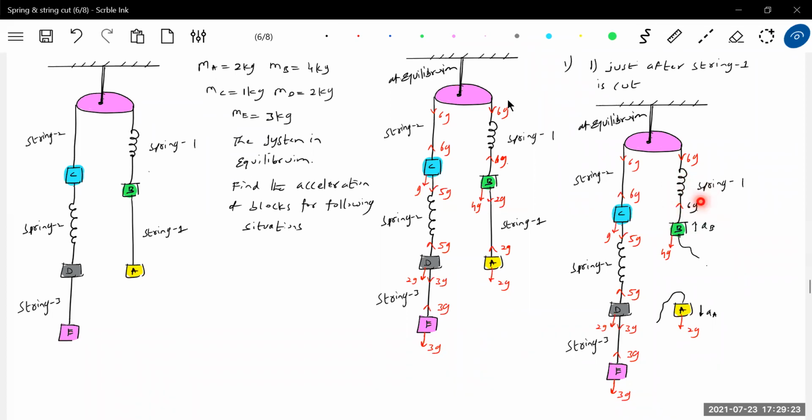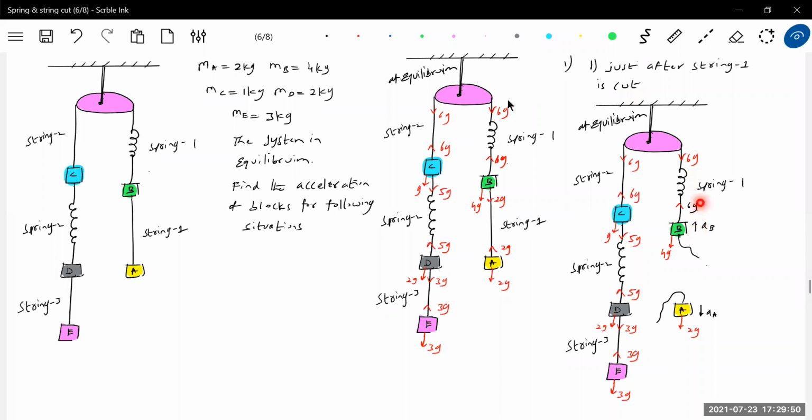Agreed? This is very, very important. So here 2G is there. So this 2G got vanished. When will spring force change? When this block B starts moving, after it has undergone some displacement. But what is our question? Just after string 1 is cut. So the displacement of block B is 0, no? After certain time, the displacement will be non-zero, then spring force will change.